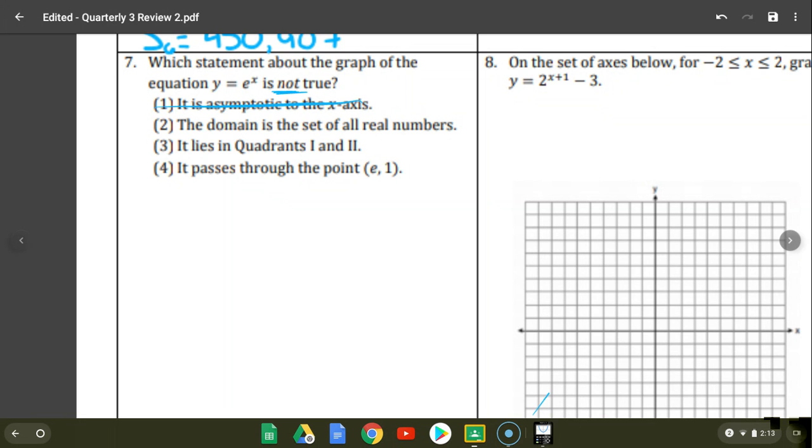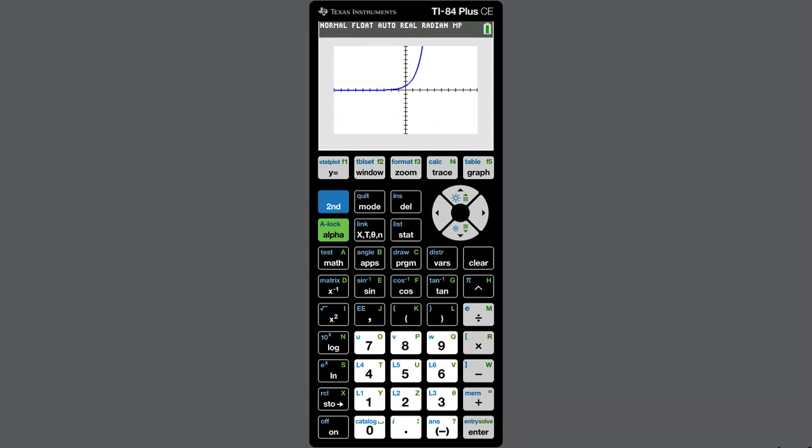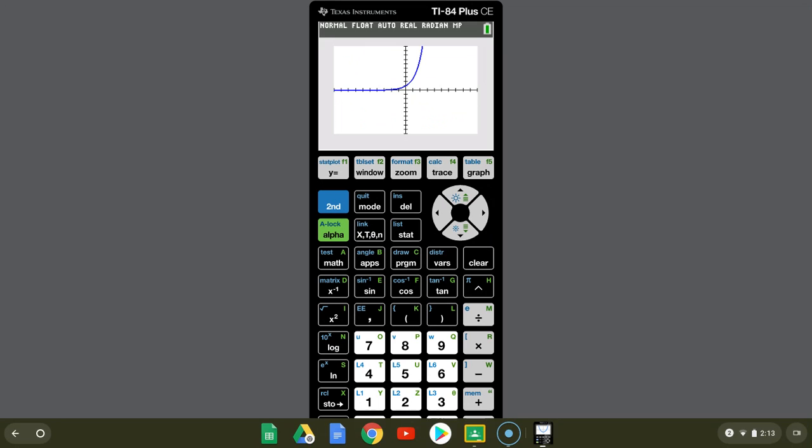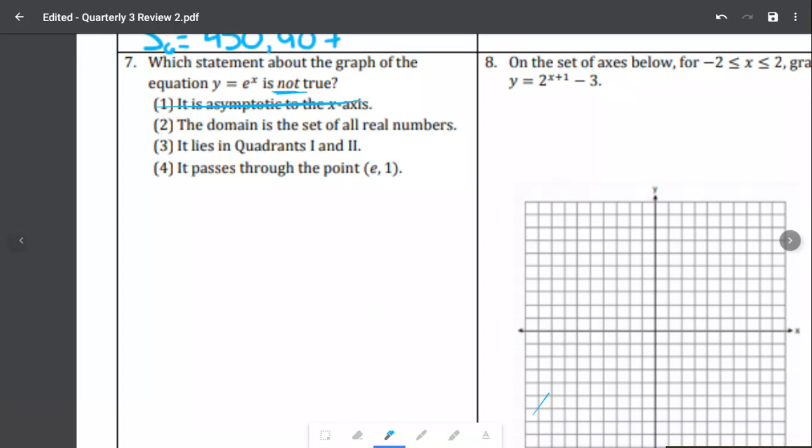Choice 2, the domain is the set of all real numbers. Domain are your x values. And if we take a look here on the left, the graph is going to the left forever towards negative infinity. On the right, it shoots up fast, but it will keep going up and traveling to the right at the same time. So the positive side of your x-axis, your domain, is going to positive infinity. So since your domain is negative infinity to positive infinity, it is the set of all real numbers. So choice 2 is out.